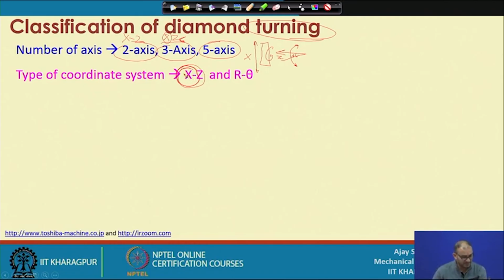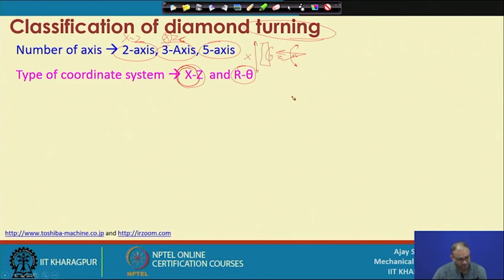That means in x direction you give a depth of cut, and in z direction you give a movement. Or, in z direction you give depth of cut, then in x direction you can give a movement, that is when you do facing operation. R theta means we are not working with a Cartesian coordinate, but we are working with a polar coordinate.